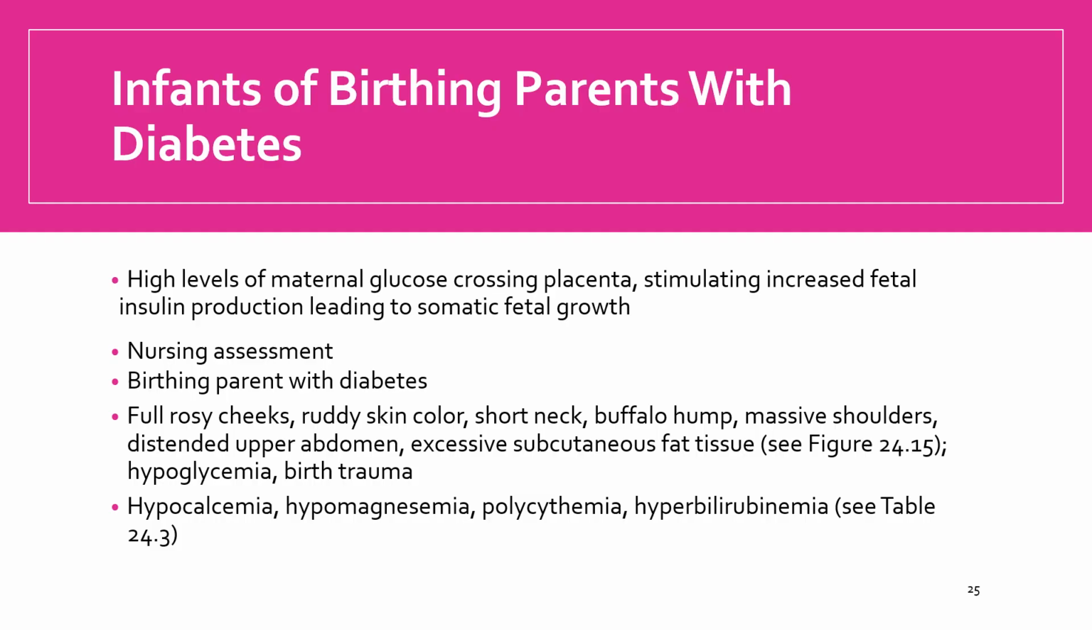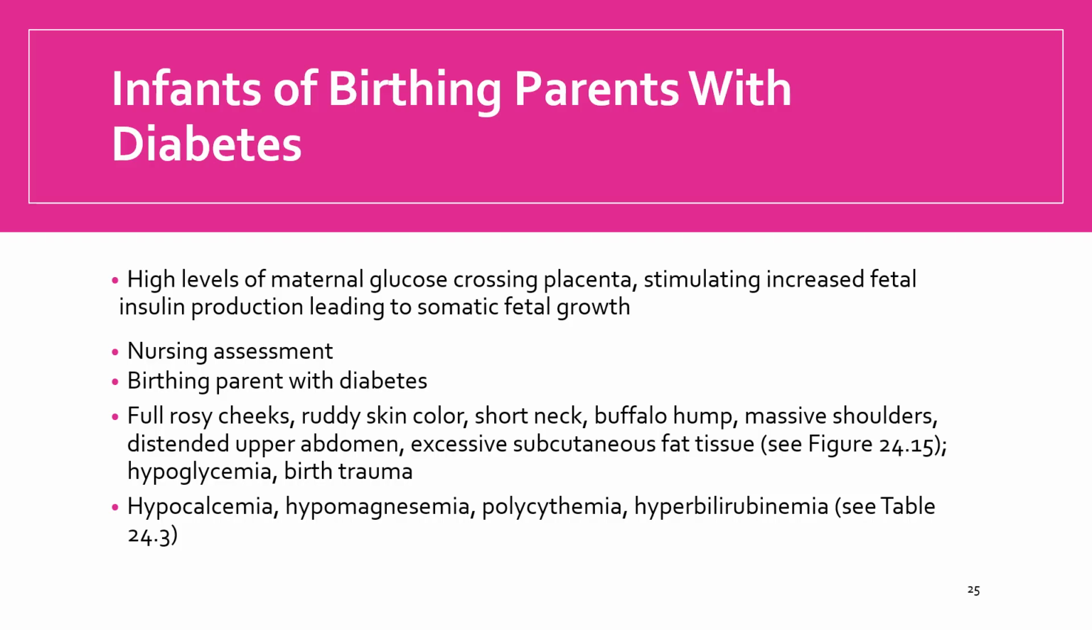Infants of birthing parents with diabetes: high levels of maternal glucose cross the placenta, stimulating increased fetal insulin production, leading to somatic fetal growth. So because of the increased maternal glucose, fetal insulin production increases, leading to somatic fetal growth. So infants of diabetic mothers are macrosomic, big babies.